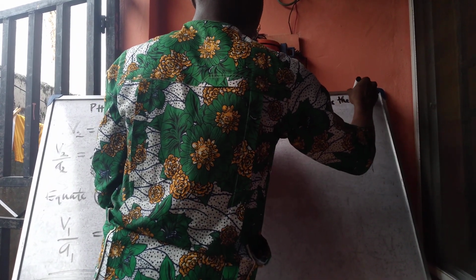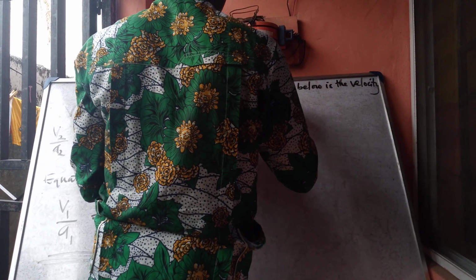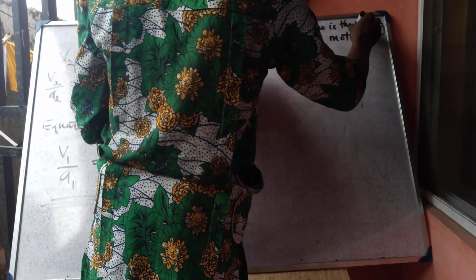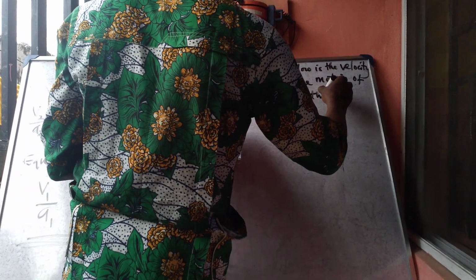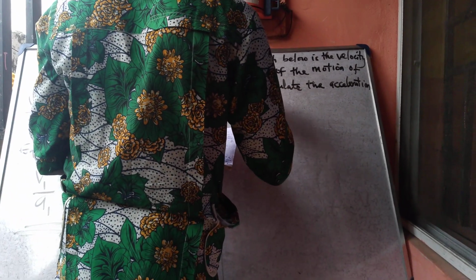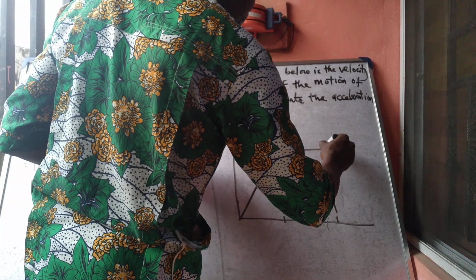The graph below is the velocity time graph of the motion of a car. Calculate the acceleration of the car.